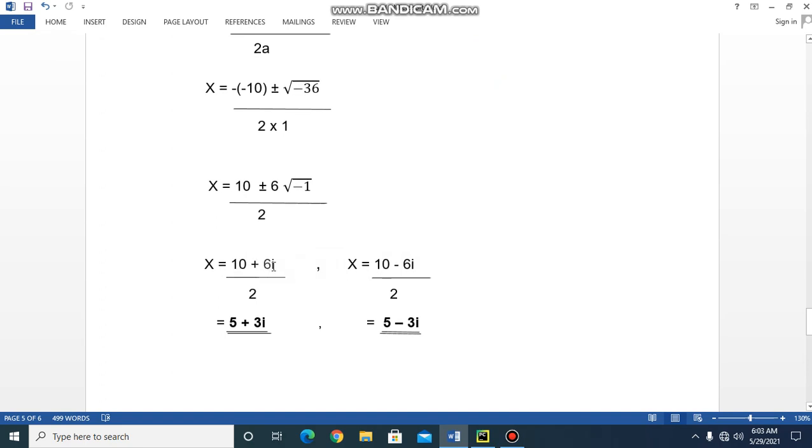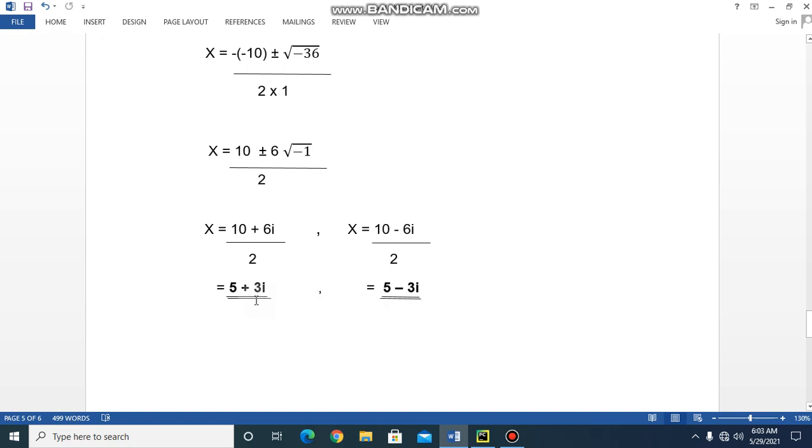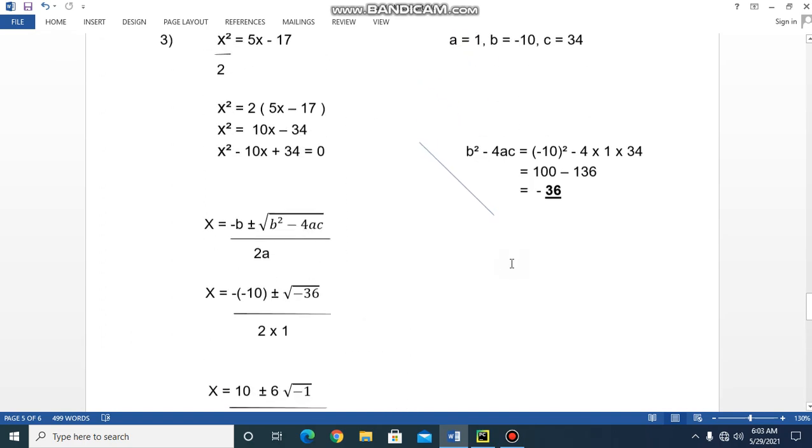So that comes to 10 plus 6i by 2 and 10 minus 6i by 2. So we are getting 5 plus 3i and 5 minus 3i. So the roots are conjugate and complex.